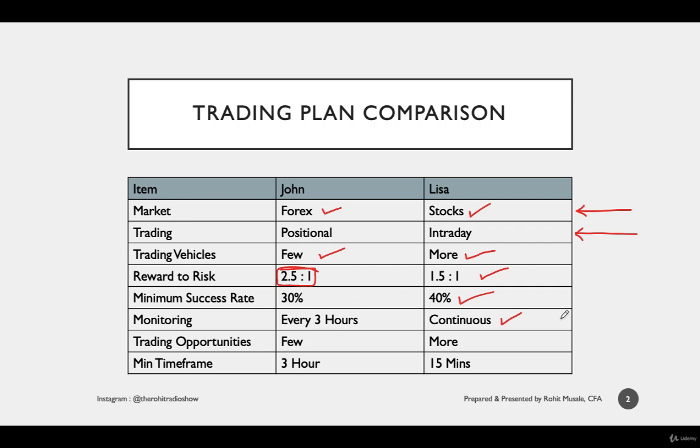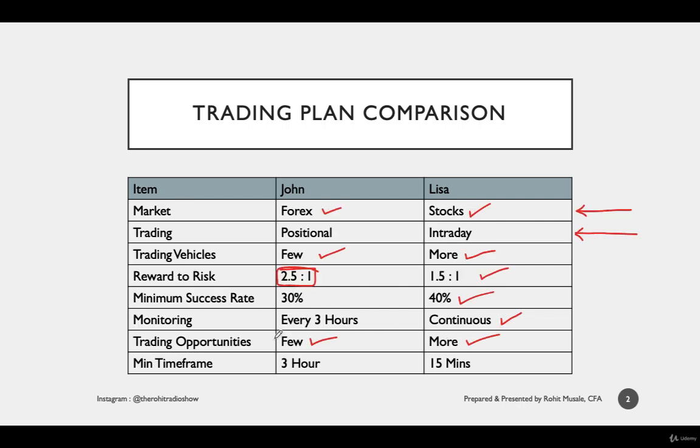She is investing 6 hours of her time daily, maybe more than 6 hours. So she needs to be very watchful of the prices in the market. Of course, the fact that John has a few trading vehicles means his opportunities are going to be lesser than the opportunities that Lisa has. And we have quantified these opportunities as well. So that is the main difference.